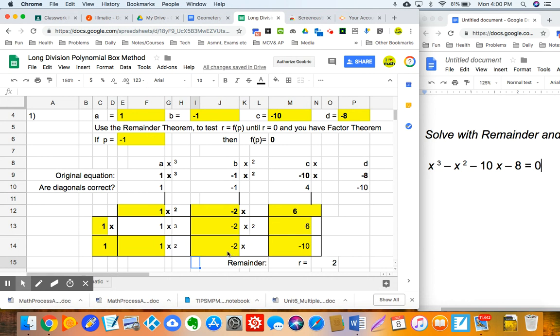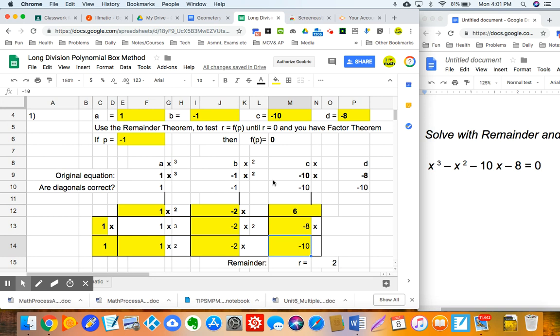In the next diagonal, negative 2x, that should have been an x there, oopsie. Negative 2x added to what number in this box? Negative 2 plus what number adds up to negative 10? That would be negative 8. So I enter negative 8, and that does equal negative 10.